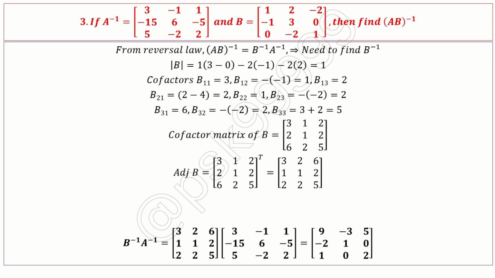So the adjoint of matrix B is nothing but the transpose of the cofactor matrix, which is here. So B inverse is nothing but 3, 2, 6, 1, 1, 2, 2, 2, 5. So my B inverse times A inverse is 9 minus 3, 5 minus 2, 1, 0, 1, 0, 2.